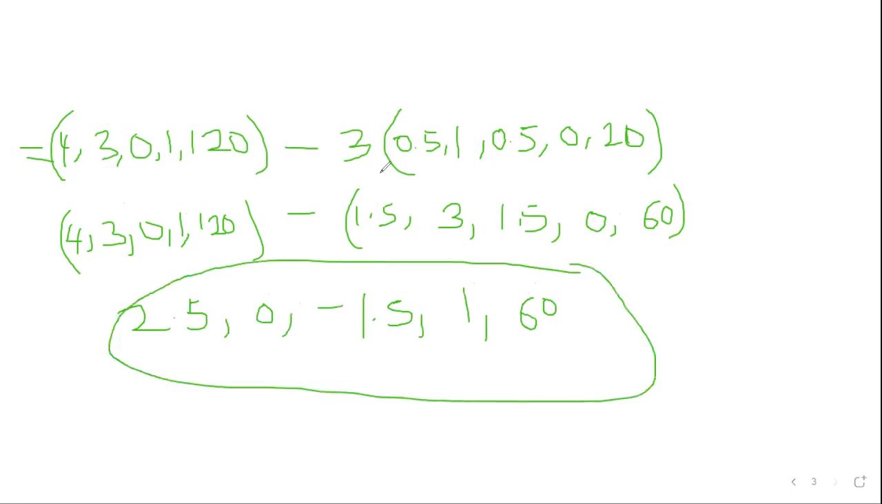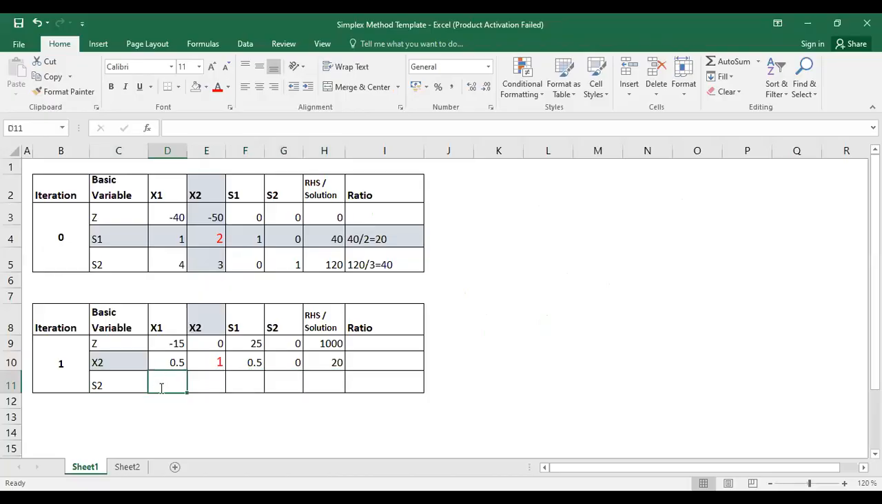Please, have you written it down? I'm going to the Excel. Have you written it down? Hello? Yes. Okay. So we'll come here and now write 2.5. What's the next value? 0. Okay. Minus 1.5. Okay. 1. Okay. 60. Okay.